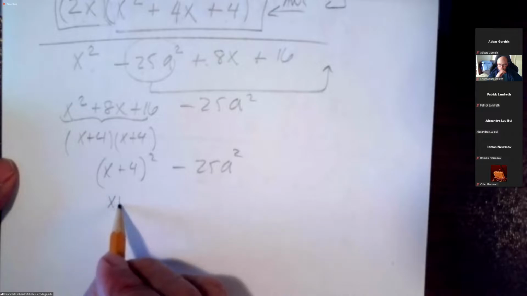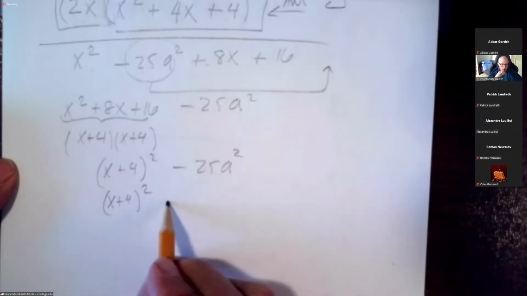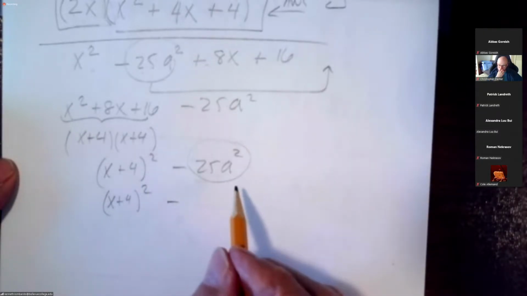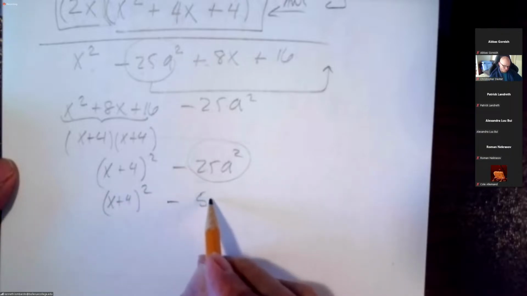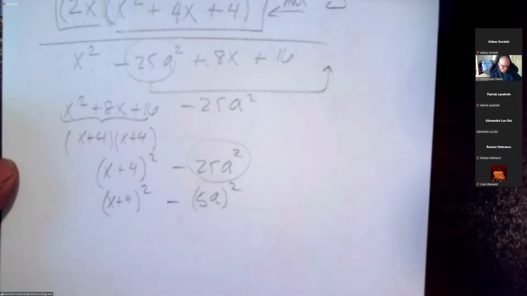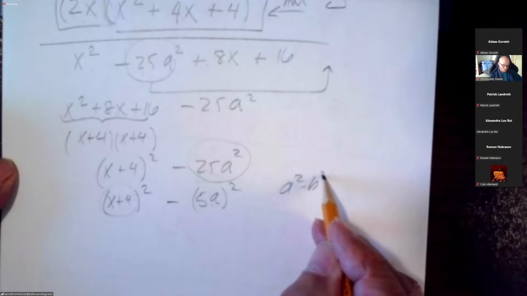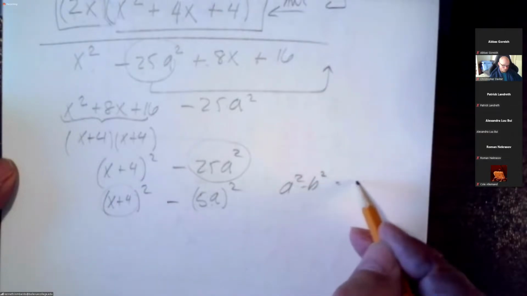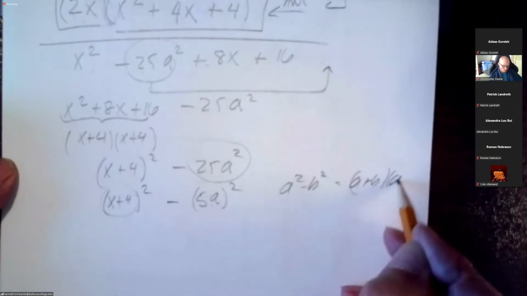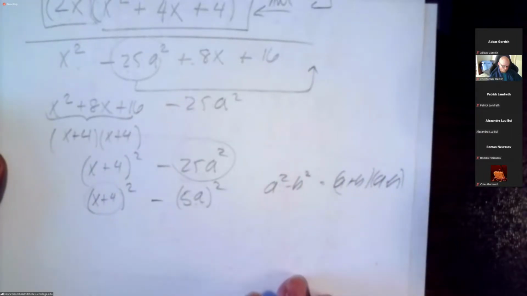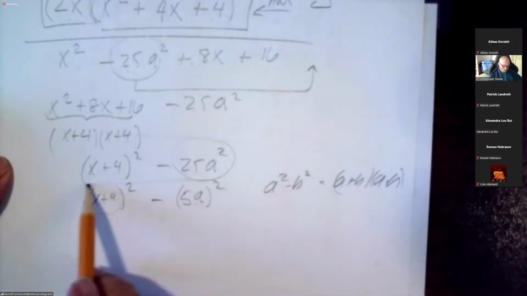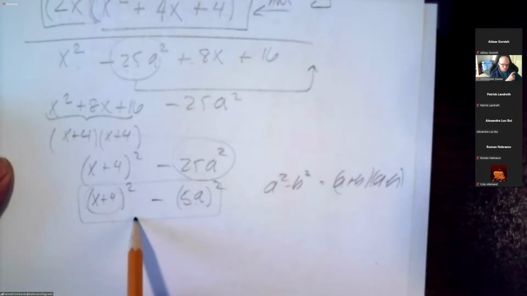Okay. x plus 4, we're going to call that quantity squared, minus. Now this looks like it could be rewritten as 5a squared, 5a quantity squared like that. Okay. But now we have something squared minus something squared. A squared minus b squared. Sort of looks like that, which we said was a plus b and a minus b. So can we factor this? And if so, what is that going to look like?